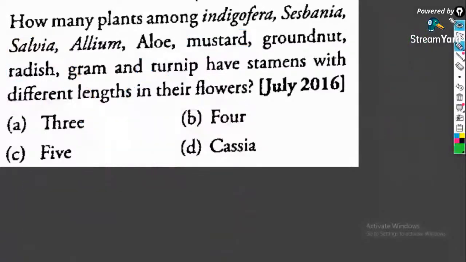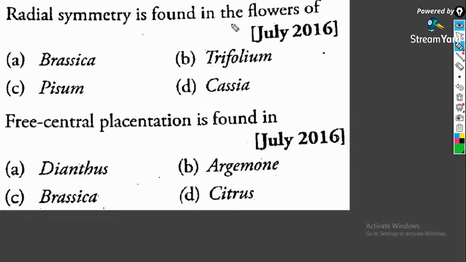So once again, which are the plants? They are mustard, salvia, radish, turnip. These are the 4 plants having stamens of different lengths. Next 2 questions on the screen, write together.